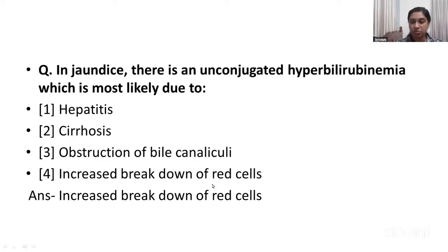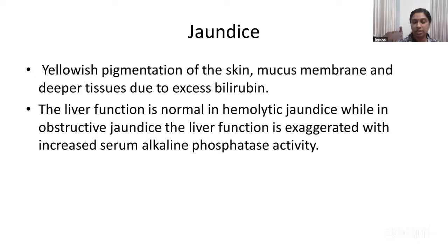Okay, in these different types of jaundice, the bilirubin that's elevated can be unconjugated, it can be conjugated, or a mixture of both. Okay, so let's study what jaundice is. Jaundice is basically a yellowish pigmentation of the skin and mucous membrane and deeper tissues due to excess bilirubin. Okay, and in hemolytic jaundice, it's a prehepatic type of jaundice. The liver function here is essentially normal, whereas in the obstructive type, liver function is exaggerated, and in hepatic type, liver function is altered or damaged.